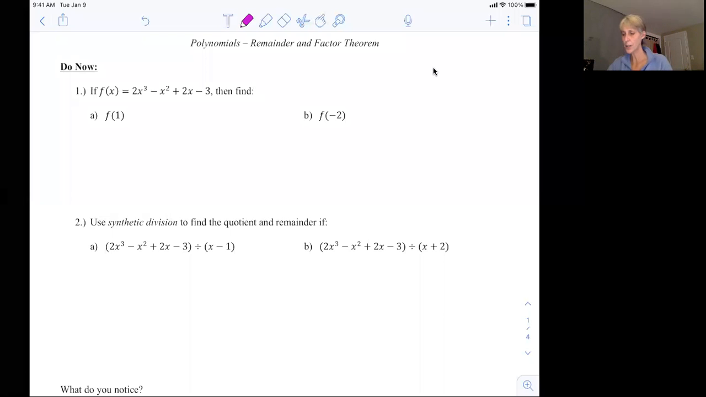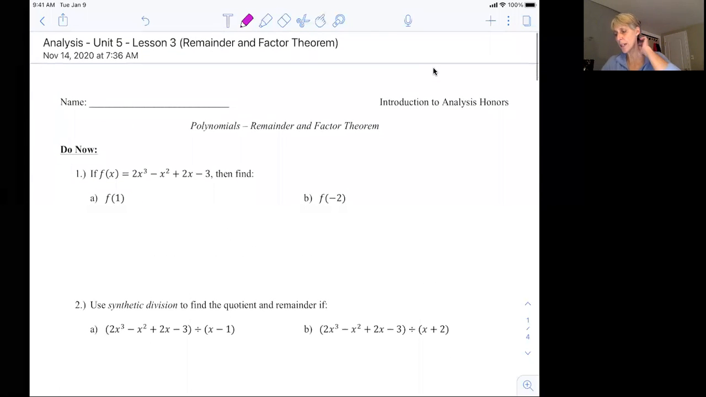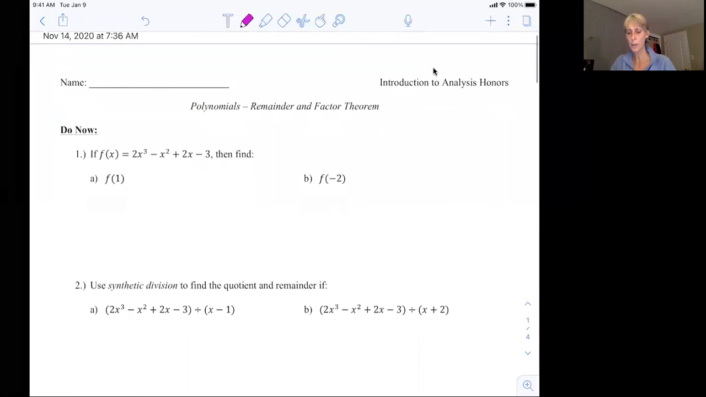Hi, everybody. Today we're working on Unit 5, Lesson 3, the remainder and factor theorem. So today we're going to be talking about two theorems that are going to help us factor polynomials, and we're going to combine that with synthetic division.